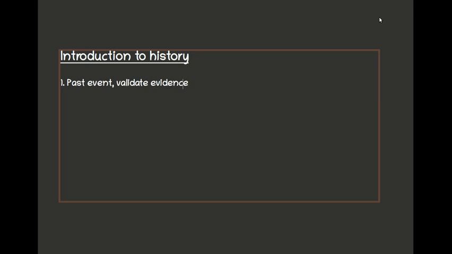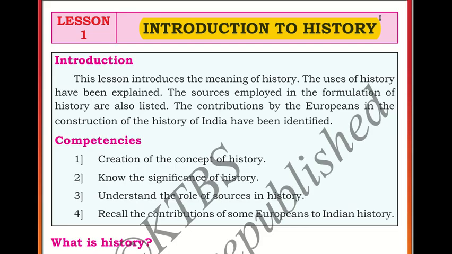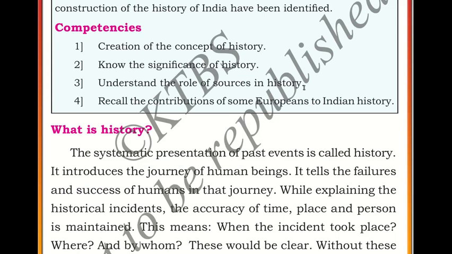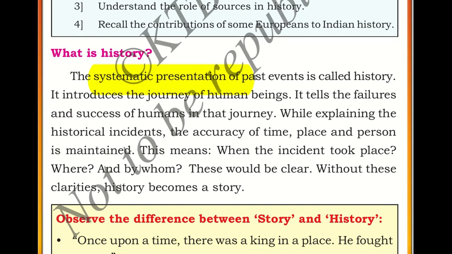Because you will be starting history lessons from now on, you need to understand what exactly classifies as history and what can be just considered as stories. So what is history? The systematic presentation of past events is called history. So whenever we are talking about the past, systematically, we can regard that as history.